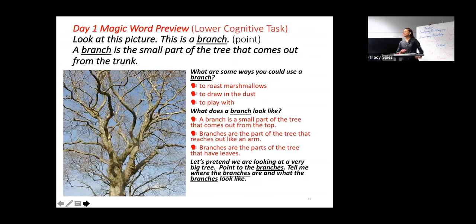So this is what a day 1 lesson would look like. We start with lower cognitive tasks. We preview the words first through visuals. The teacher might say, look at this picture. This is a branch pointing. A branch is the small part of the tree that comes out from the trunk. You saw the teacher use lots of gestures. So what are some ways that you can use a branch?